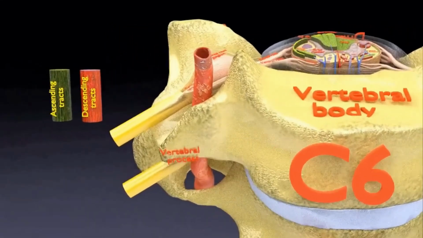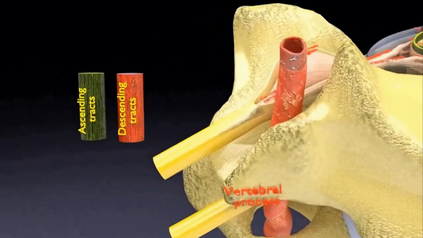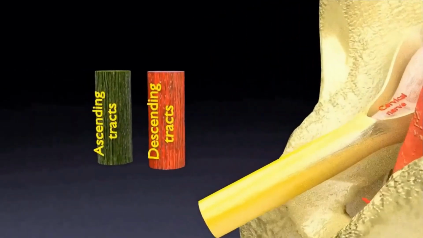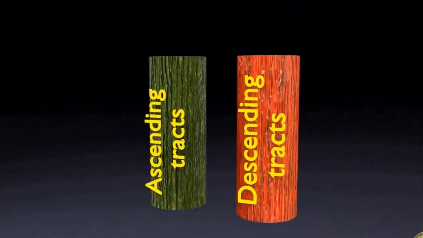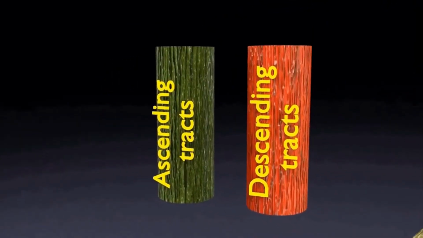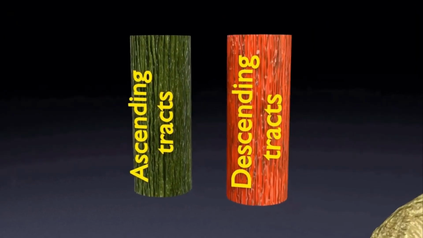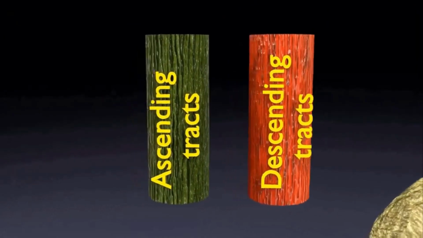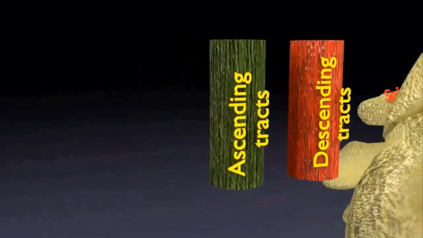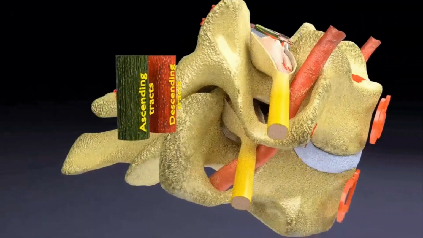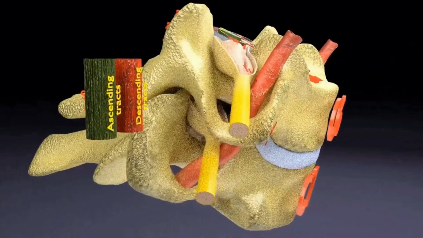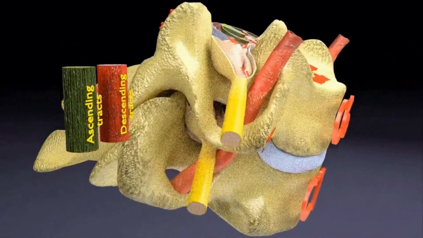Hello viewers, this video covers an important topic of the human body concerned with the tracts or pathways within our spinal cord which carry information from and to the brain. The information carried includes the various sensory signals to the brain and signals for the movement of different parts of the body from the brain.